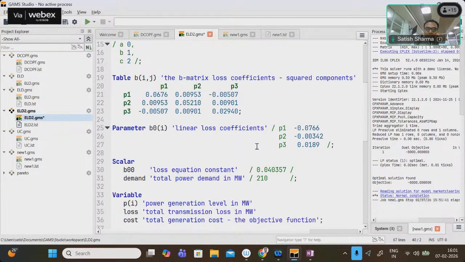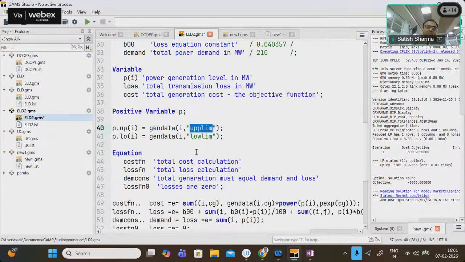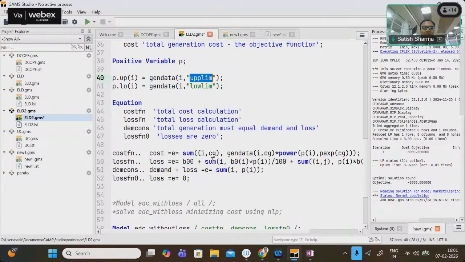So how can we assign it? I can directly say the generator data for all I, and whatever is the up limit, provide that value. So whatever I have given the number. Here in MATLAB, all the indexing is like 1, 2, 3, 4, 5 only, in any table or in any variable as well. Here in GAMS, the indexing can be anything. So here, instead of 1, 2, 3, I'm putting up limit. Up limit is my index. Then similarly, the lower limit data is defined.